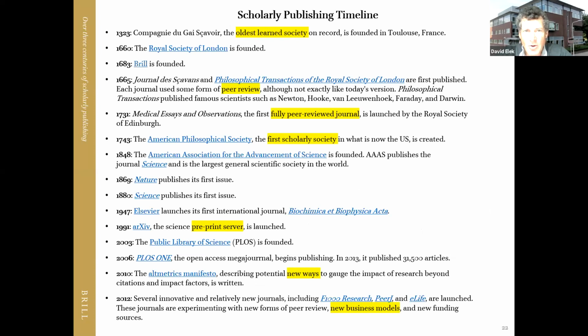I won't read through this whole timeline, but suffice to say, in 1660, the Royal Society of London was founded. And in 1665, the Philosophical Transactions of the Royal Society were first published, which is supposedly the first peer-reviewed journal. And Brill was founded in 1683. So it stretches way back. Nature published its first issue in 1869. Elsevier launched its first international journal in 1947. And the Public Library of Science was founded in 2003. Just a few highlights in the timeline.